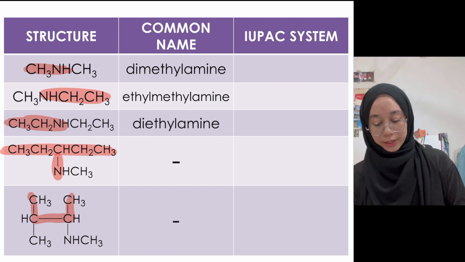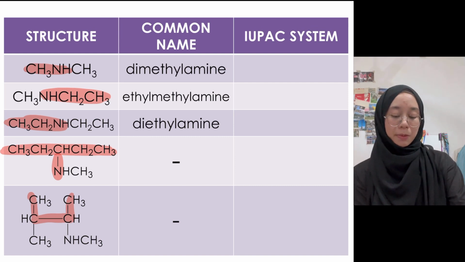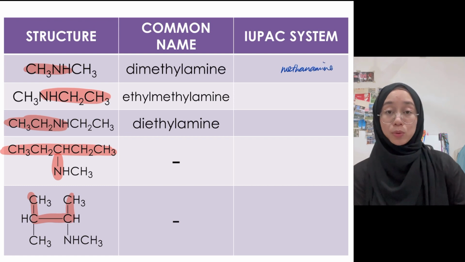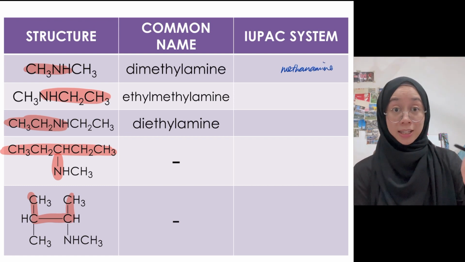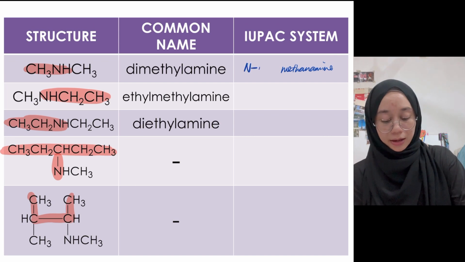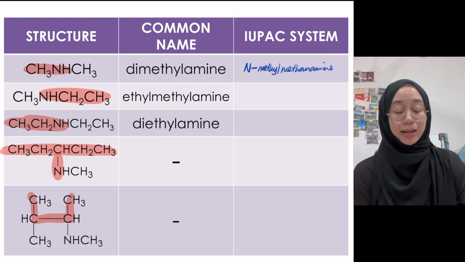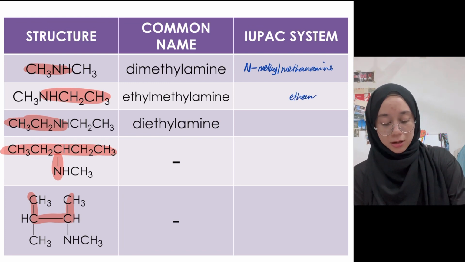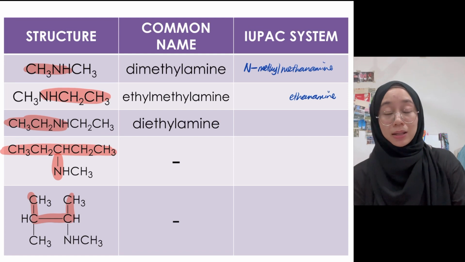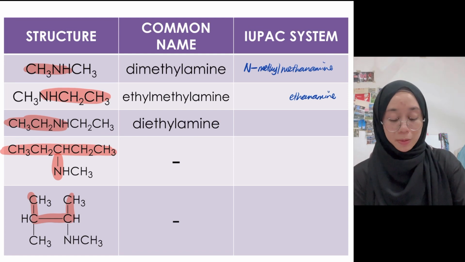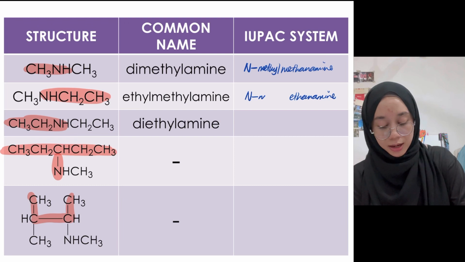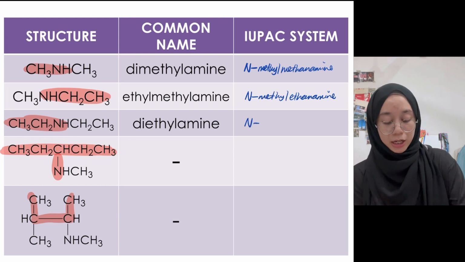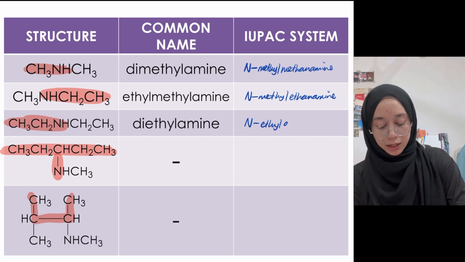Okay, so let's go into naming. So yang atas kali ni, nama parent dia adalah methanamine. So what happened to the other substituent? Substituent tu attach dengan apa? Dia attach dengan N kan? So that's why kita kena letak N, methyl methanamine. Okay, and then yang kedua tu pula longest chain dia adalah ethanamine. So we have another alkyl group which is methyl, whereby methyl tu attach kepada N, so dia panggil sebagai N-methyl ethanamine. Okay, and then kalau yang ketiga ni pula adalah N-ethyl ethanamine.